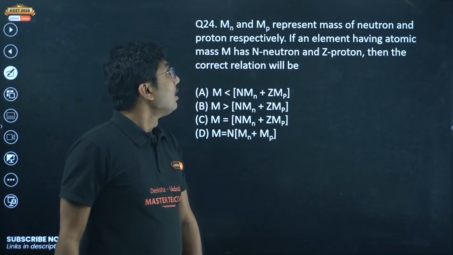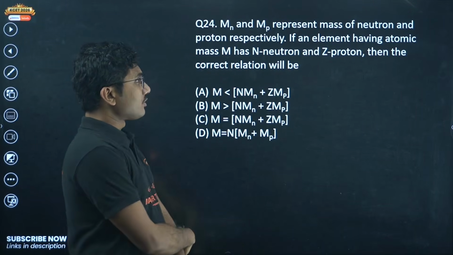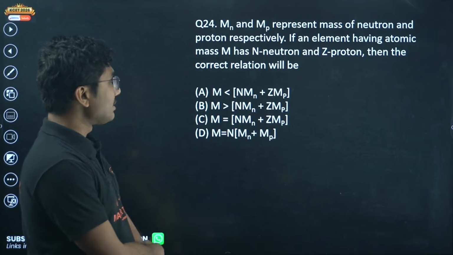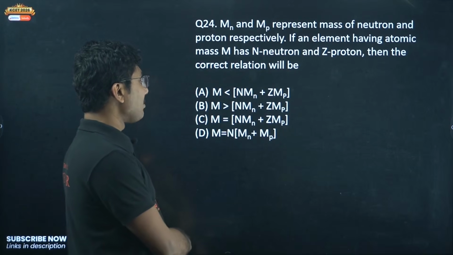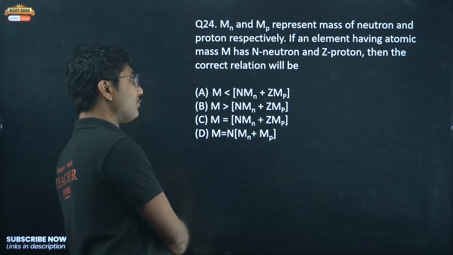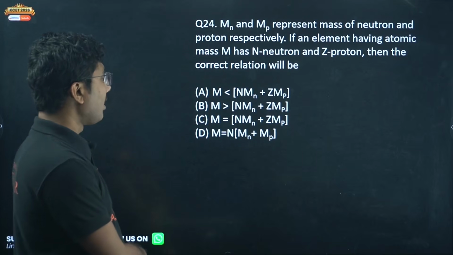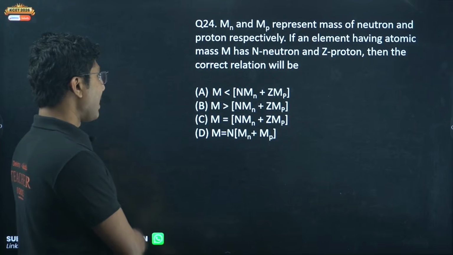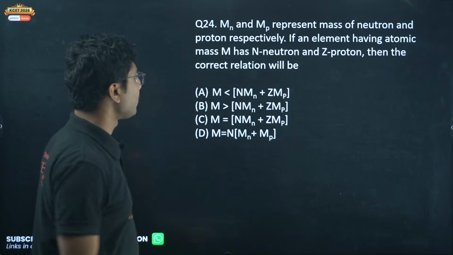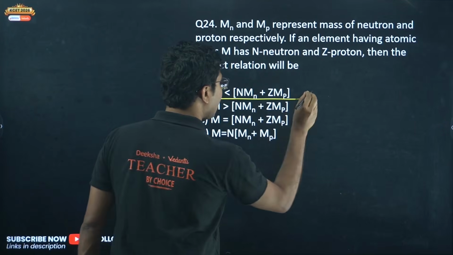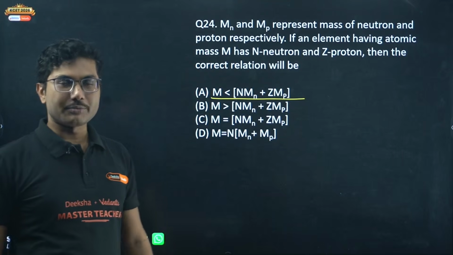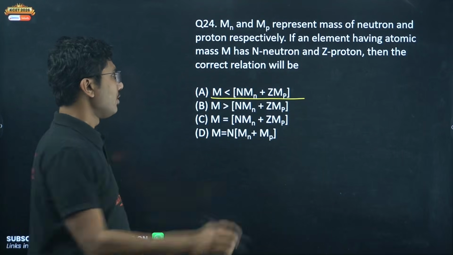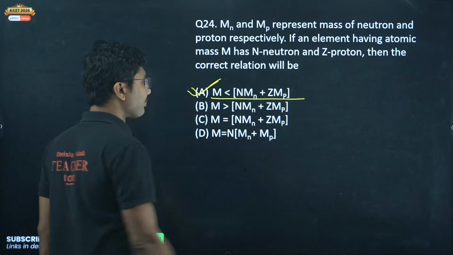Next, Mn and Mp represent the mass of neutrons and protons respectively. If the element has atomic mass m, with n neutrons and z protons, then what is the correct relation? M must be less than the total mass of neutrons and protons. So the atomic mass must be less than the total mass of the neutrons and protons. So this is the correct relation.